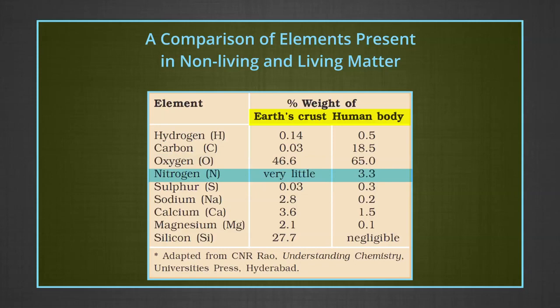Nitrogen has a very small percentage weight in earth crust, but in human body it is 3.3%. Sulfur is 0.03% and in human body it is 0.3%. Sodium is 2.8% and in human body it is 0.2%. In comparison, magnesium is 2.1% weight in earth crust, whereas in human body it is 0.1%. Silicon has a percentage weight in earth crust of 27.7%, but in human body it is negligible.